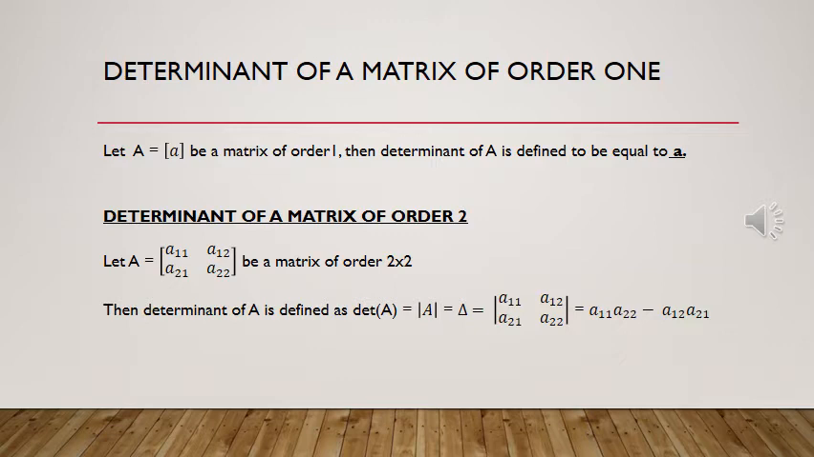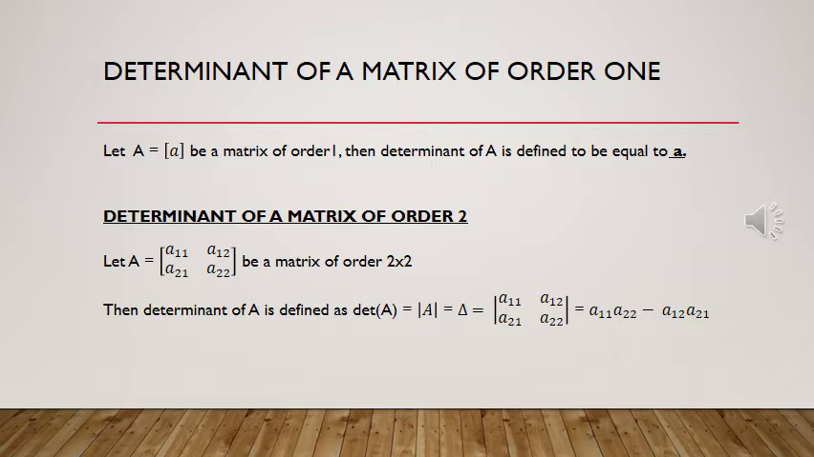For such a matrix, its determinant is equal to the element itself. Let A be the matrix [5]. Then determinant A is 5. This is the way we find the determinant, or value, of a matrix of order 1.